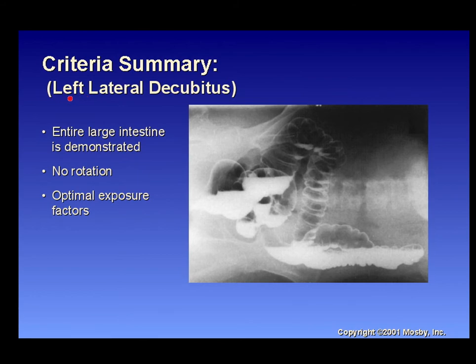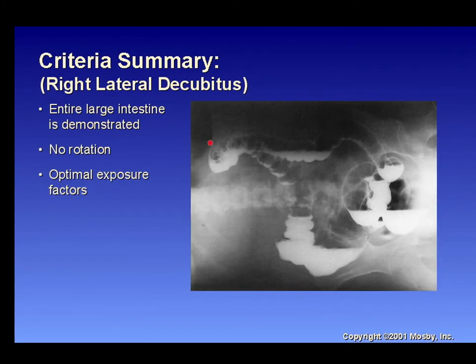So criteria summary for a lateral decubitus, left lateral decubitus, you want the entire large intestine demonstrated, no rotation, optimal exposure factors. In a decube, you're going to see distinct lines of barium and air. Okay, so that's going to let you know that it was done in a decube position. Your right lateral, once again, the entire large intestine demonstrated, no rotation, definite lines of air fluid level within this image. That's what you're trying to see, okay?